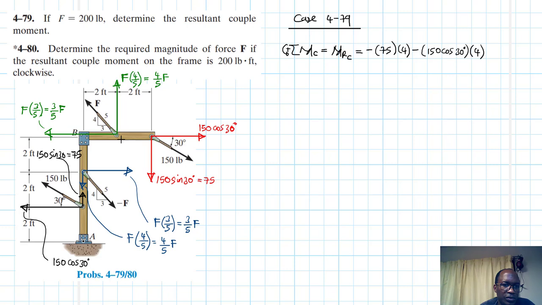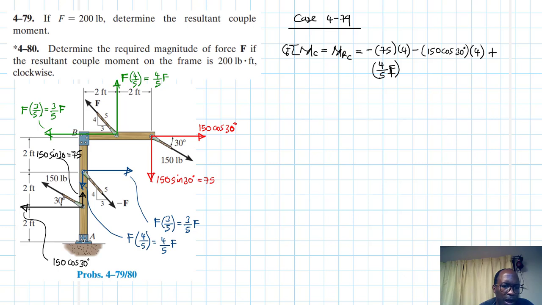Let's go to this F. F has the 4/5 which is positive and clockwise. So we have 4/5 F, 4/5 F times the lever arm.